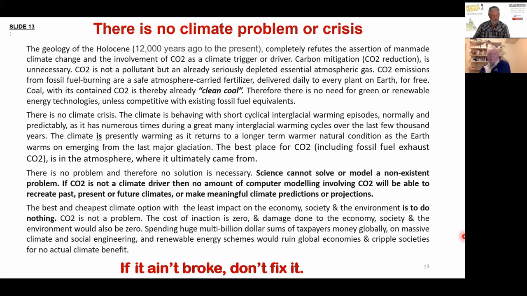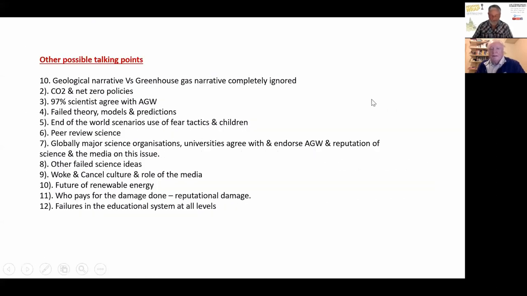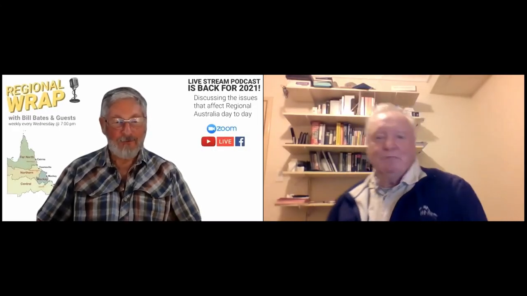The best and cheapest climate option with the least impact on the economy, society, and the environment is to do nothing. CO2 is not a problem. The cost of inaction is zero, and damage done to the economy, society, and the environment would also be zero. Spending huge multi-billion dollar sums of taxpayers' money globally on massive climate and social engineering and renewable energy schemes would ruin global economies and cripple societies for no actual climate benefit. If it ain't broke, don't fix it. And that's the end of my presentation.